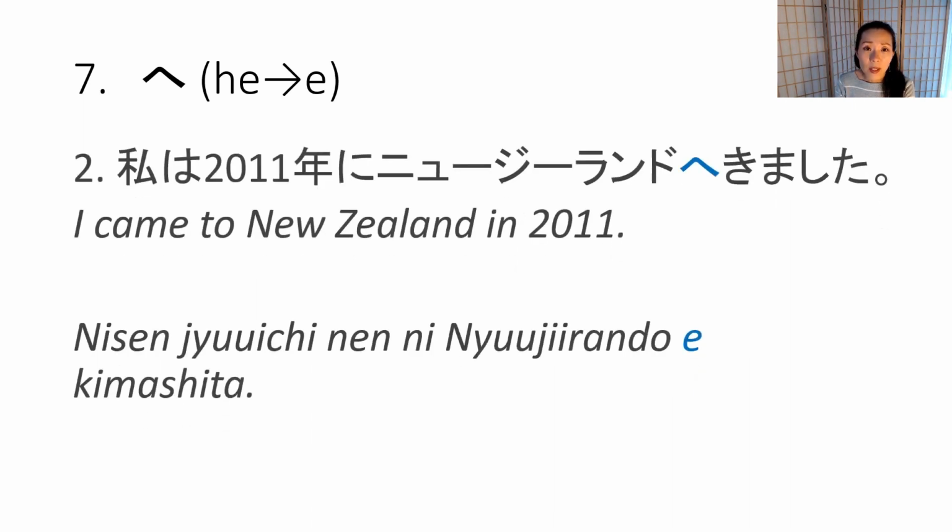Second sentence. 私は2011年にニュージーランドへ来ました。So here 私 is I, then は indicates the topic. Then 2011年 is a year. So 2000 is 2000, then 11 is 11, 10 plus 1. In total, we call it 2011. We don't divide it up; we just say 2011 as one number. Then 年 is year. Then に indicates a time.